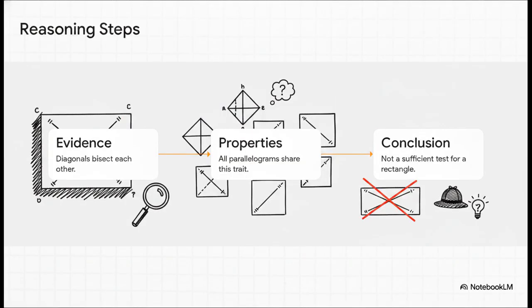Okay, welcome back. Let's walk through the reasoning together. First, we identify our evidence. The diagonals bisect each other. Second, we recall our basic parallelogram properties. Wait a second, actually, all parallelograms have diagonals that bisect each other. So what's our conclusion? This is absolutely not a sufficient test for a rectangle. Remember, a rectangle specifically requires you to prove that the diagonals are congruent, not just that they bisect each other. If you caught that trap, fantastic work.